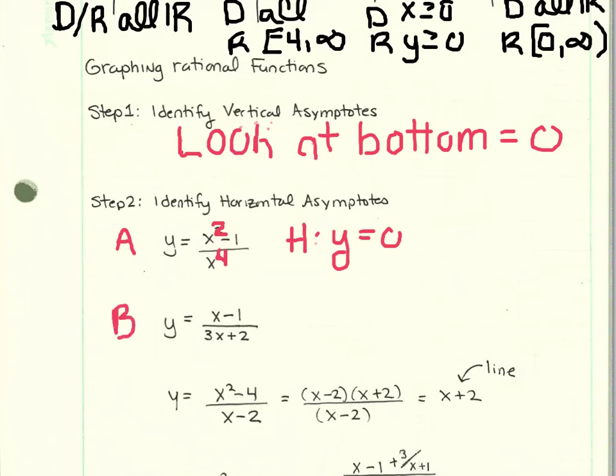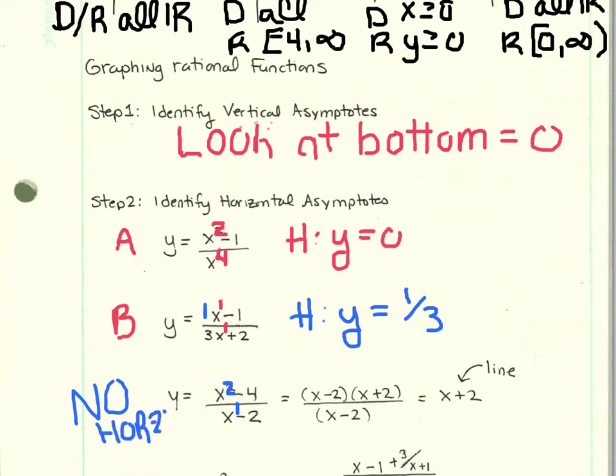In problem B, the powers are the same. You have an x to the 1, you have a 3x to the 1. And so when the powers are the same, you look at the leading coefficient. This would have a horizontal asymptote at y equals 1/3. In the next example, the top power is bigger. When the top power is bigger, there's no horizontal asymptote.